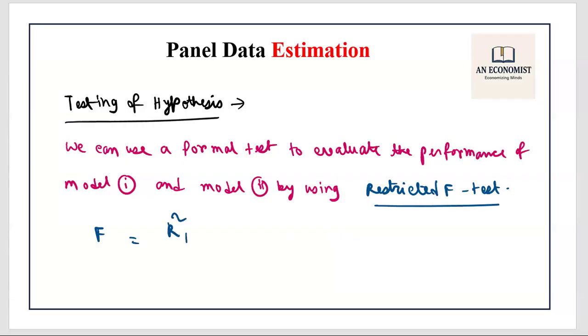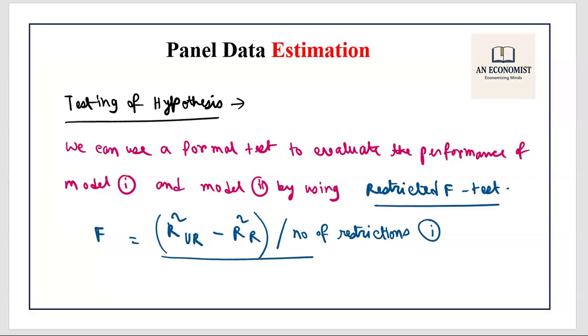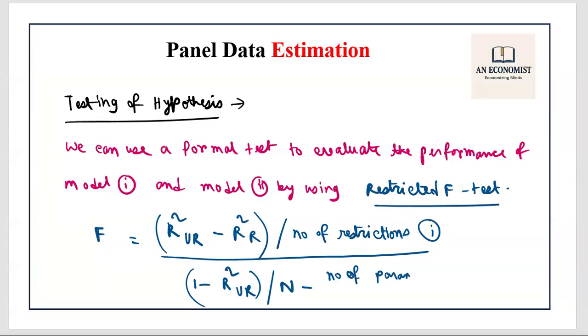F will be R square from the unrestricted model minus R square from the restricted model, upon the number of restrictions in the first model, divided by 1 minus R square of the unrestricted model, upon n minus the number of parameters in the unrestricted model, model number 2. N is the total number of observations, that is 80 in our case. Specifically, we call the first denominator V1, the degrees of freedom. Remember that in the F test, we take the ratio of two chi-square variables, each divided by its respective degrees of freedom. So this will be V1 and this will be V2.